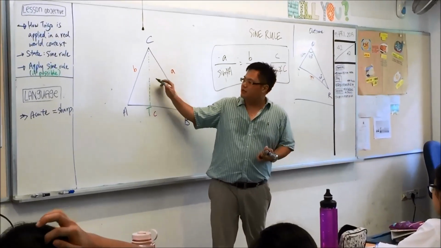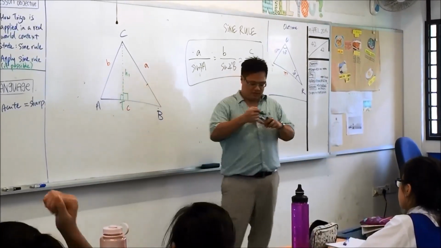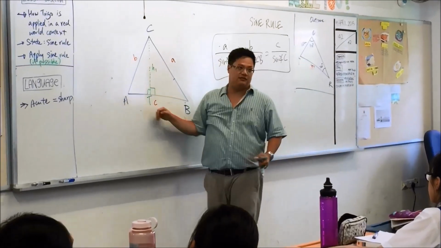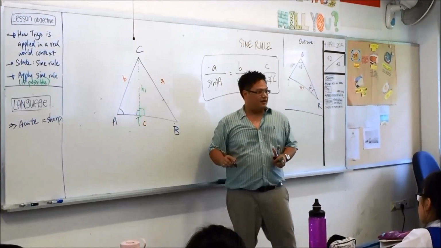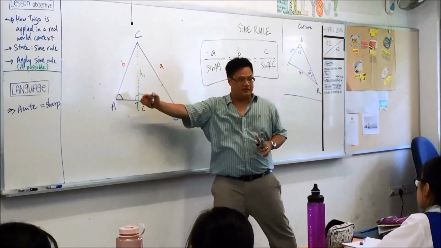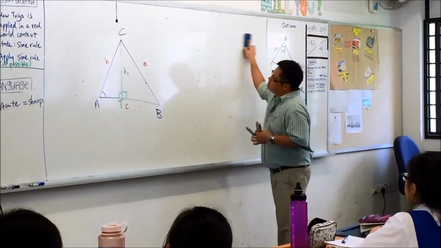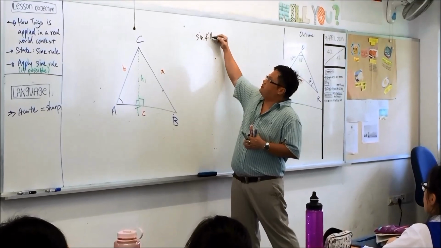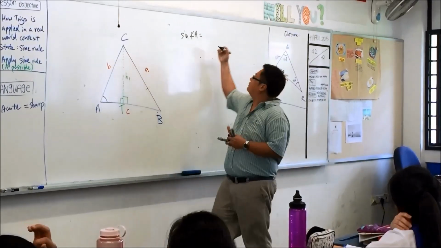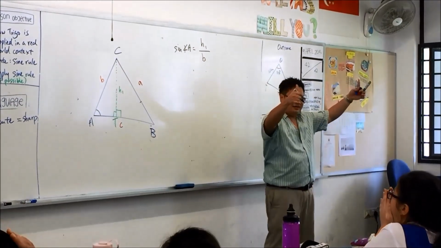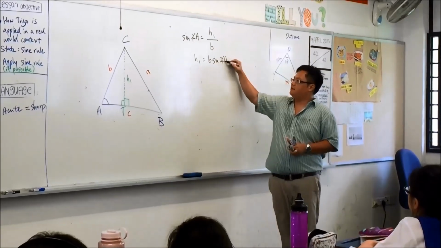I let this green length be h1. So the angle formed over here is 90 degrees. I want you to take a look at triangle CAT. If I let my reference angle be A, sine A is equals to what over what? Come on. h1 over b. Easy? Simple manipulation: h1 is equal to b sine A. Are we cool with that?